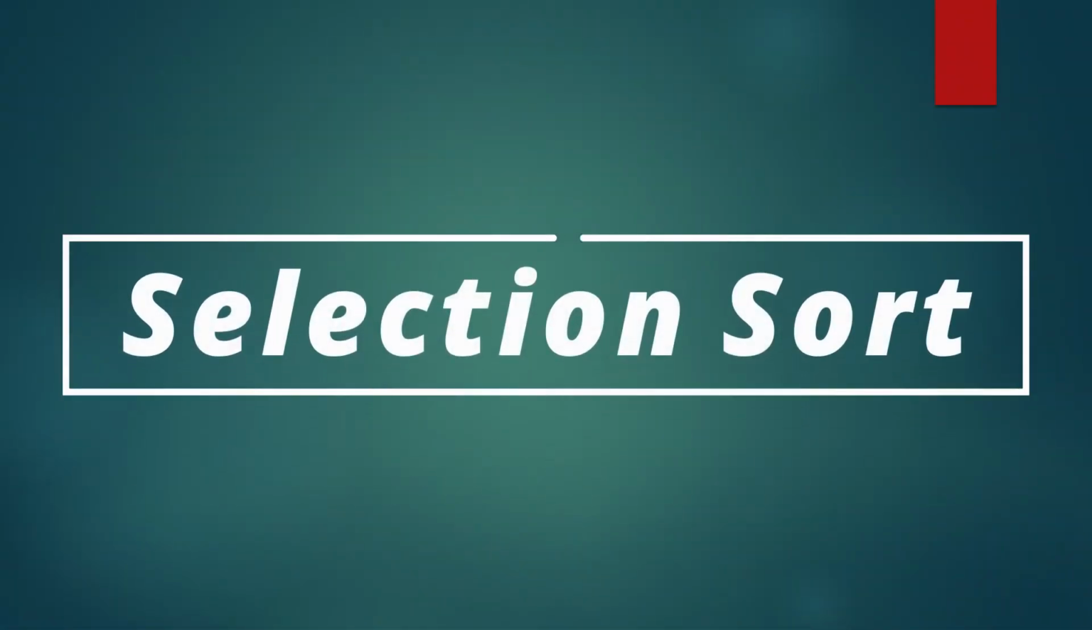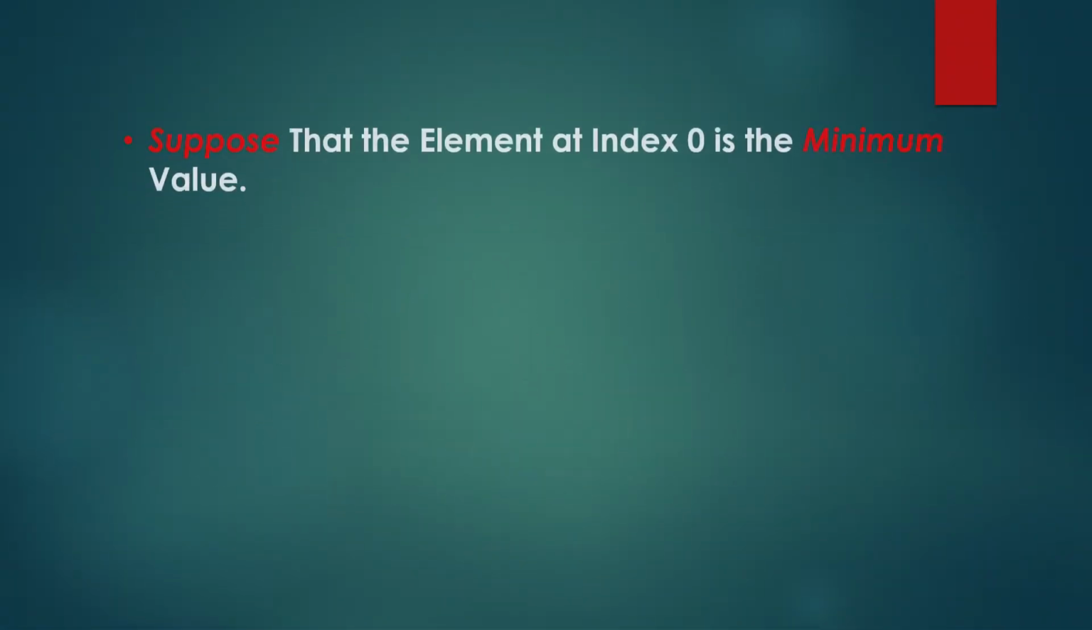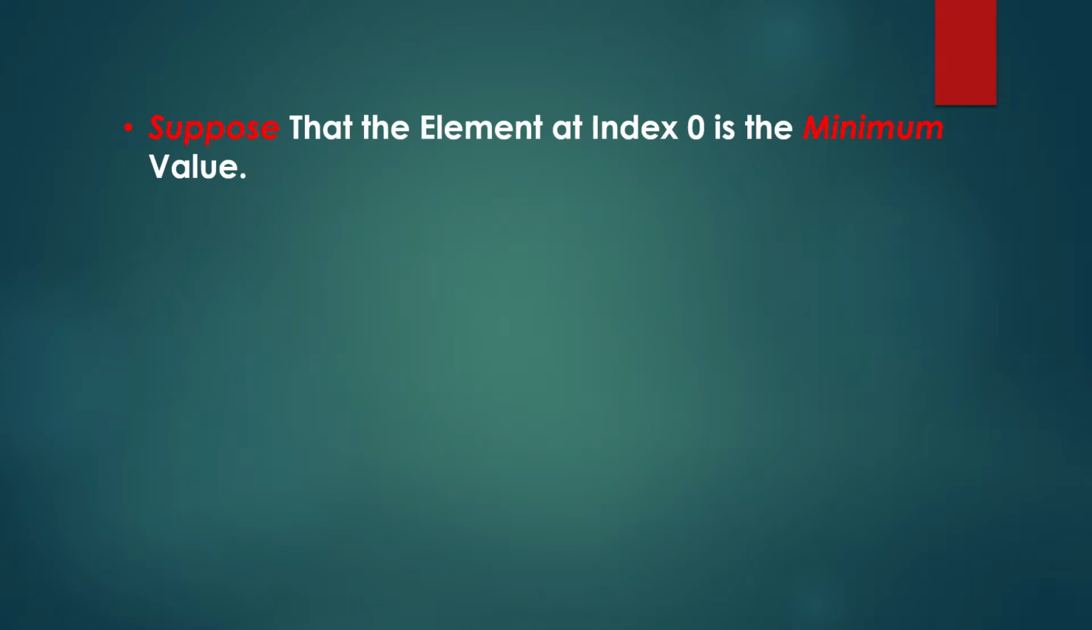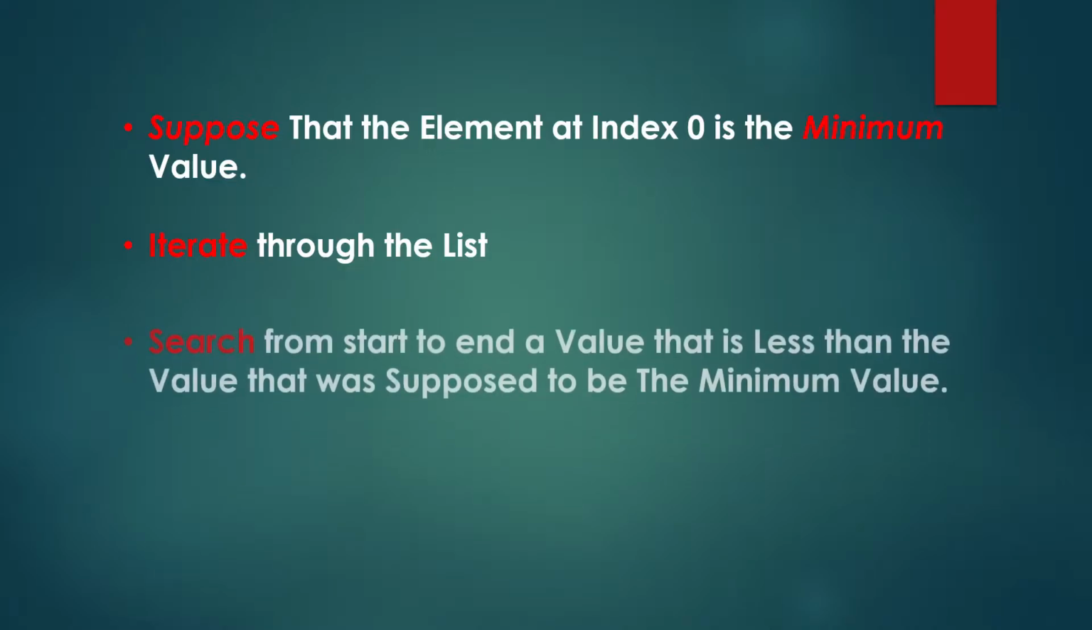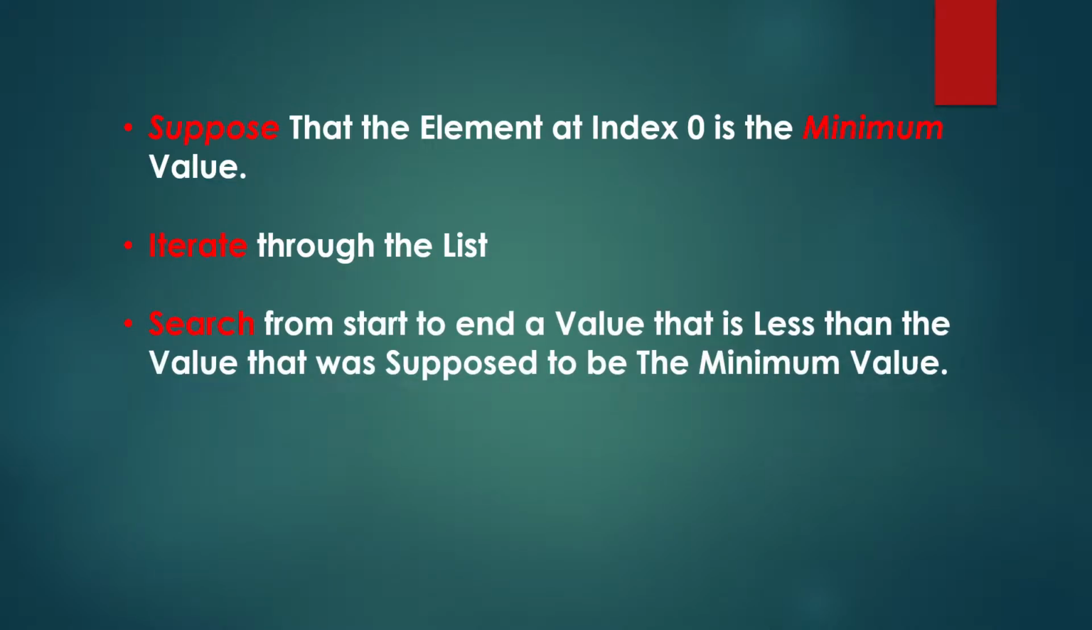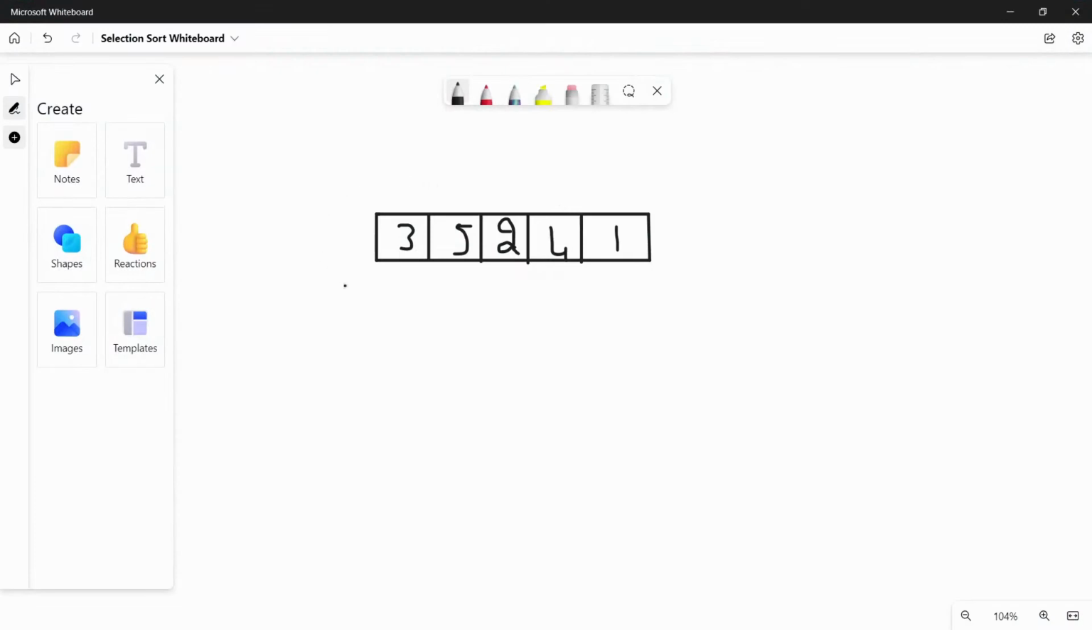With the selection sort, what we do first is suppose that the first element at the first index is the minimum value. Then we iterate through the list and search from start to end for a value that is smaller than the value we supposed to be the minimum, and place it in the first index. So let's start with this list in front of you.